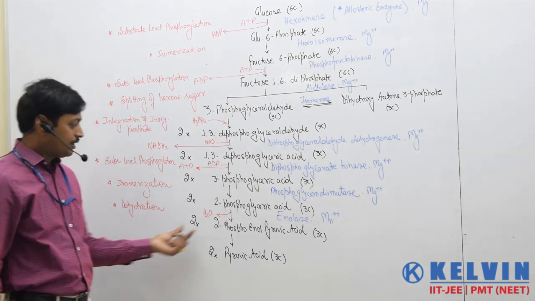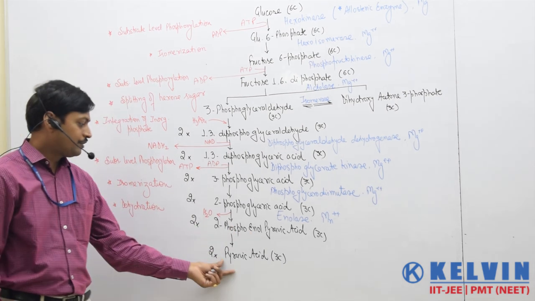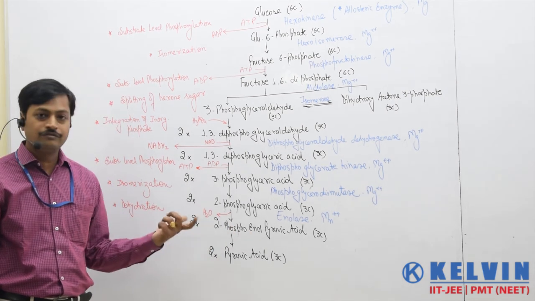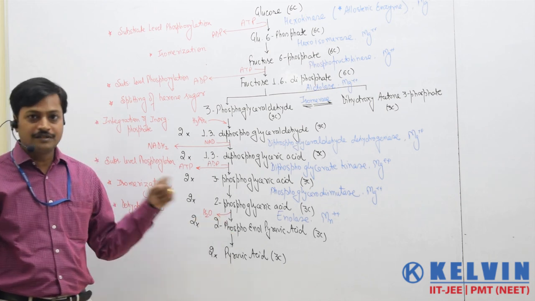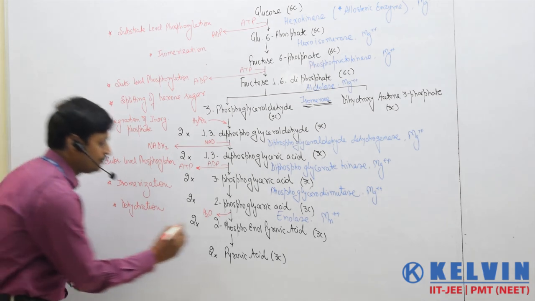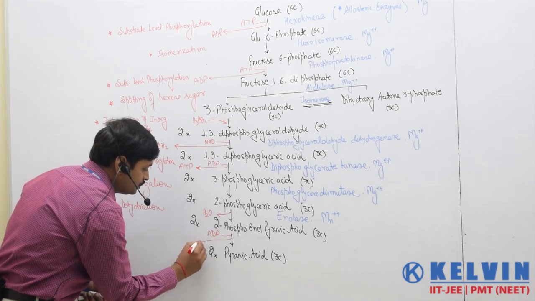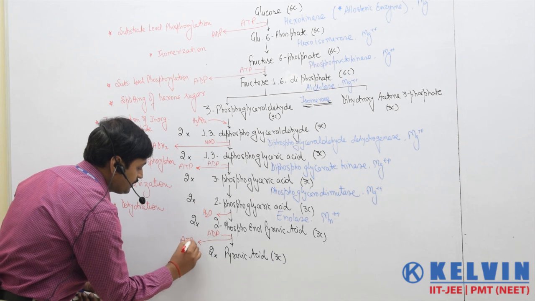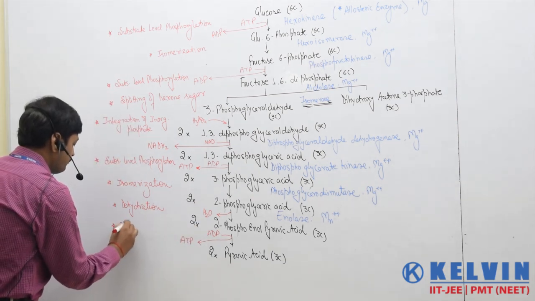And now finally from 2-phosphoenol pyruvic acid we have one molecule of pyruvic acid. The phosphate at the second position is removed and picked up again by ADP, and ATP is formed. So in the last step we also have an ADP molecule used to form an ATP molecule, and because ATP is formed, that is again substrate level phosphorylation.